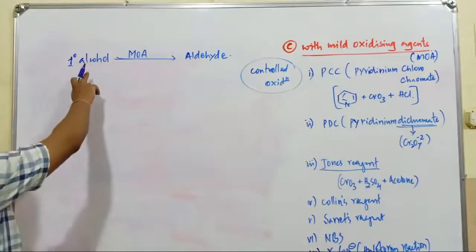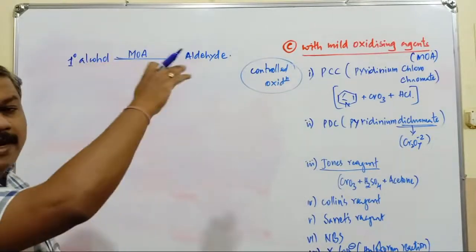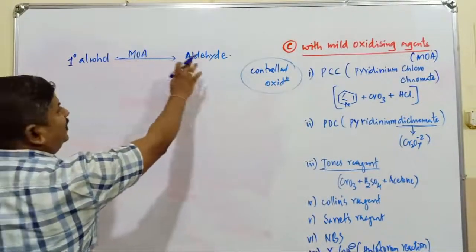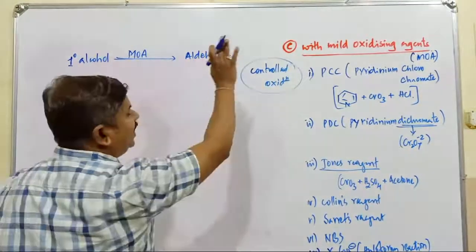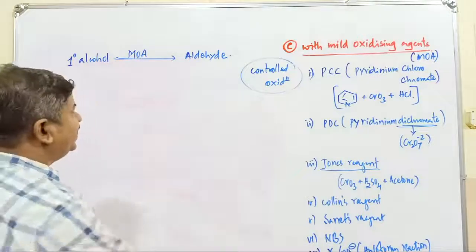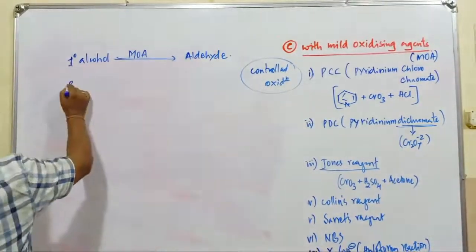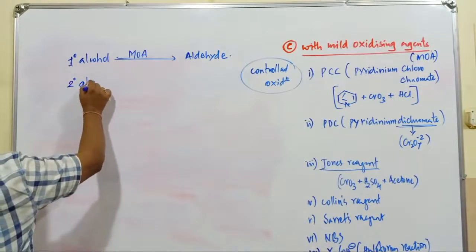Usually, alcohol gets converted into aldehyde. Aldehyde on further oxidation gives what? Carboxylic acid. But here, the further reaction, that is the conversion of aldehyde into carboxylic acid, does not take place. It stops only up to the formation of aldehyde in presence of any of these compounds.